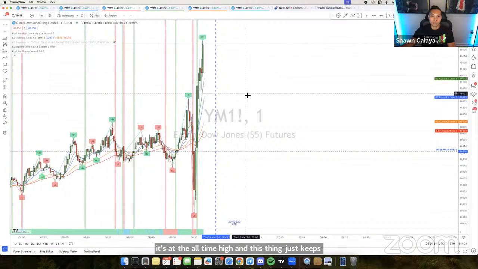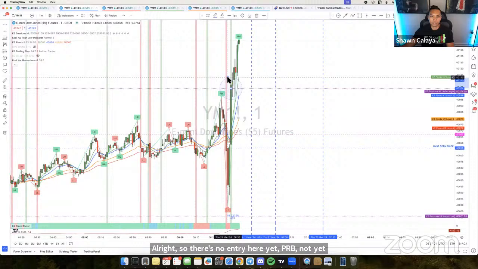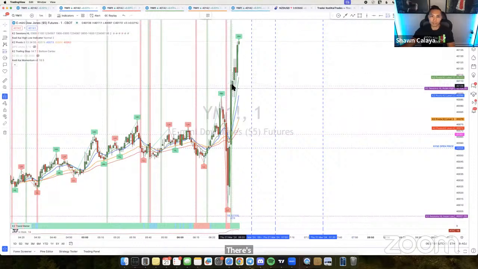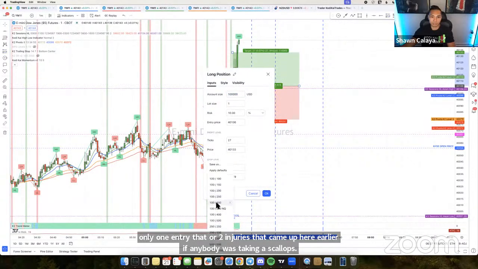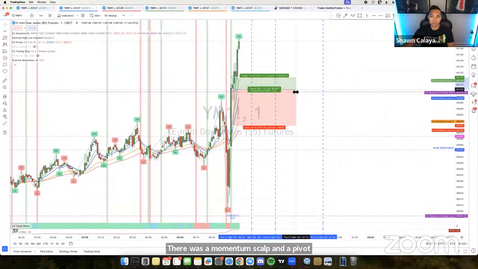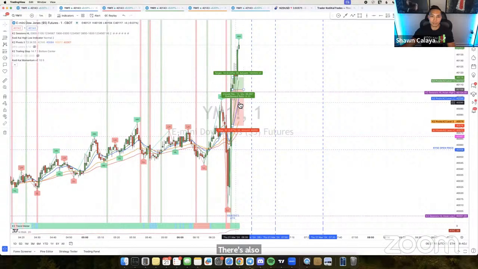All right, so there's no entry here yet. PRB, not yet either. There's only one or two entries that came up here earlier. If anybody was taking any of those scalps, there was a momentum scalp and a pivot scalp right here. There was also a high-low momentum scalp and a pivot scalp and a momentum scalp.